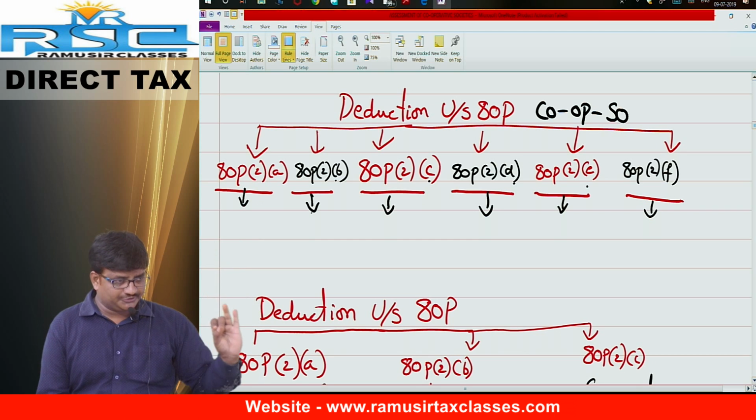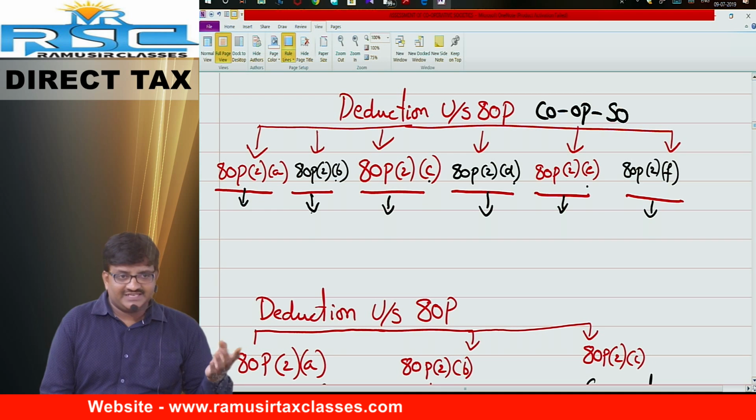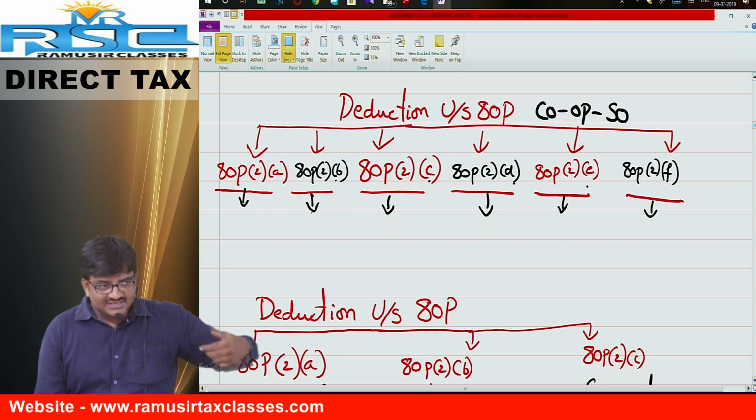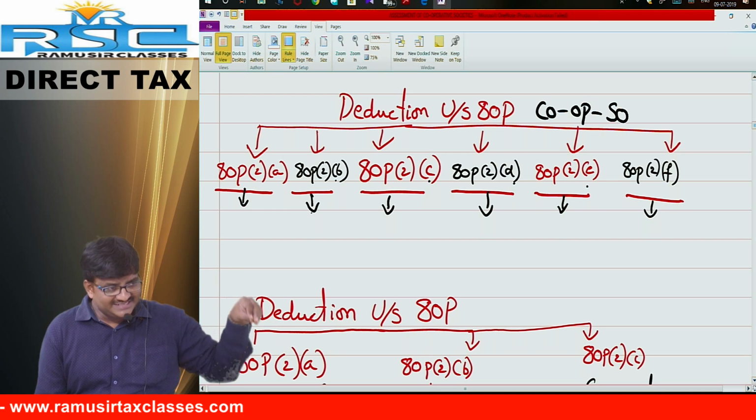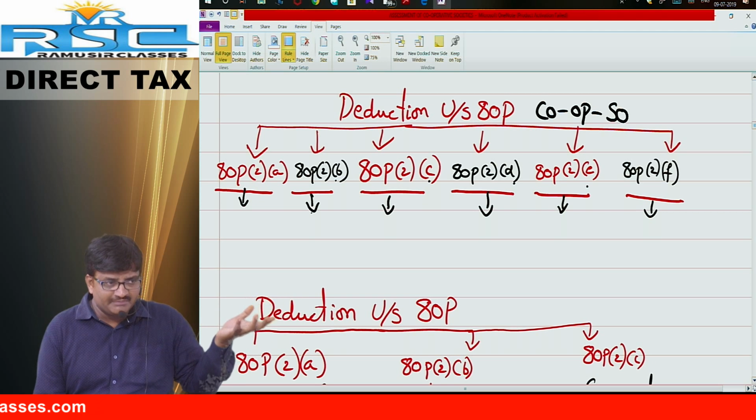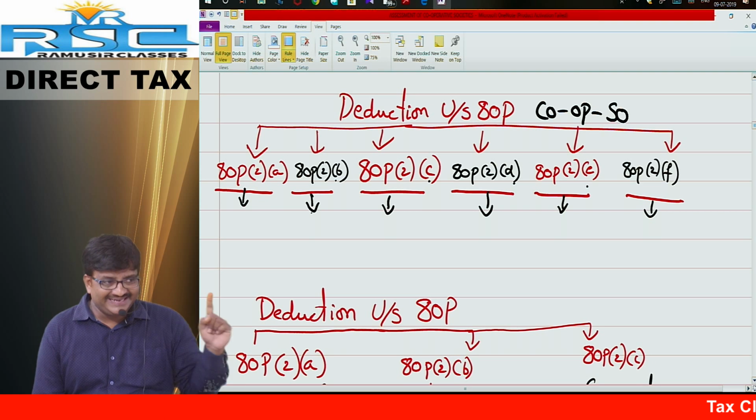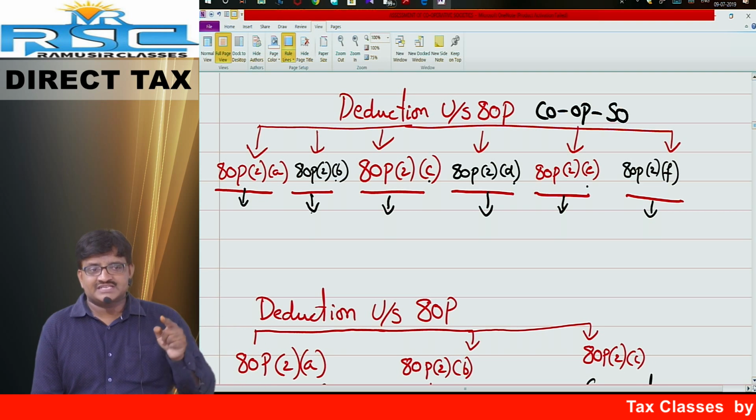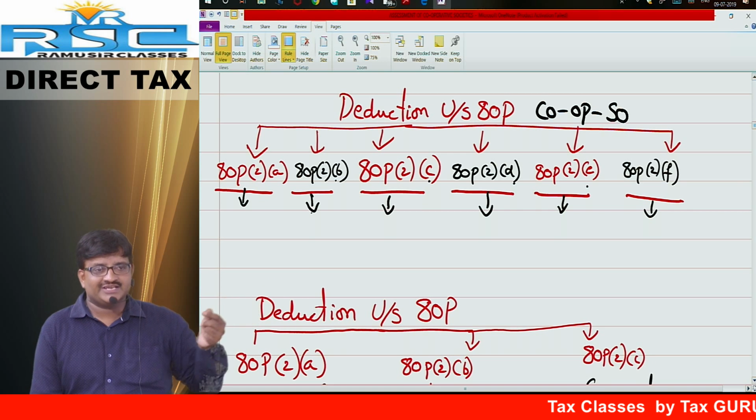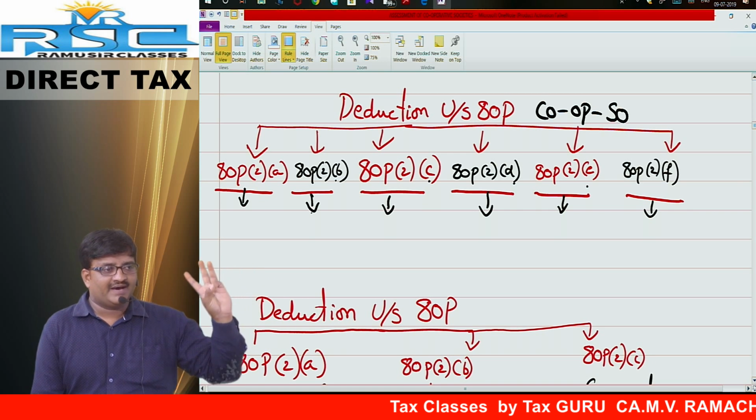Number two, friends, loans. Some members of the society require money for the purpose of cultivating agriculture. That is the reason our cooperative society will grant loans to the members. Interest on, I repeat, interest on loans given to the members is also a deduction in the hands of the cooperative society. Number one, tell me, marketing facilities.